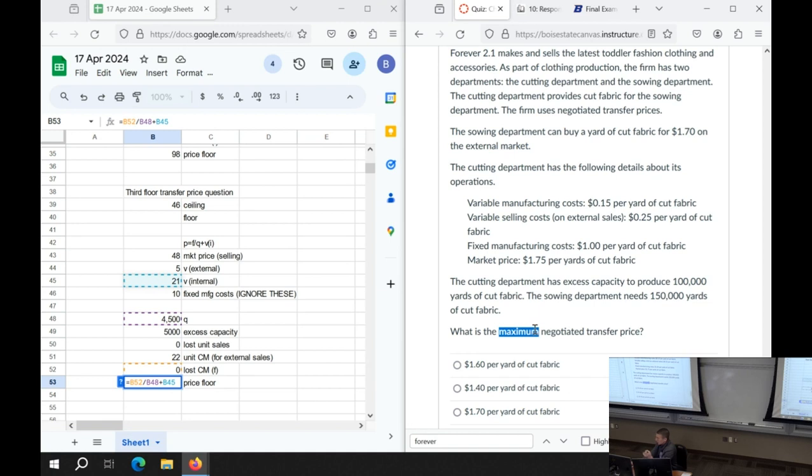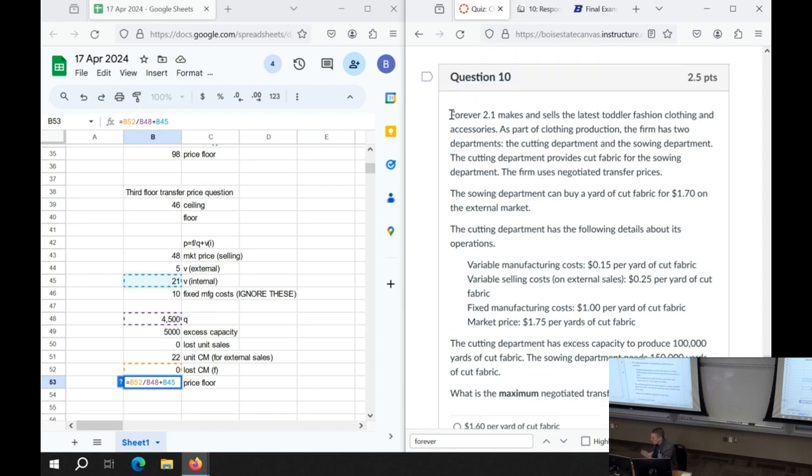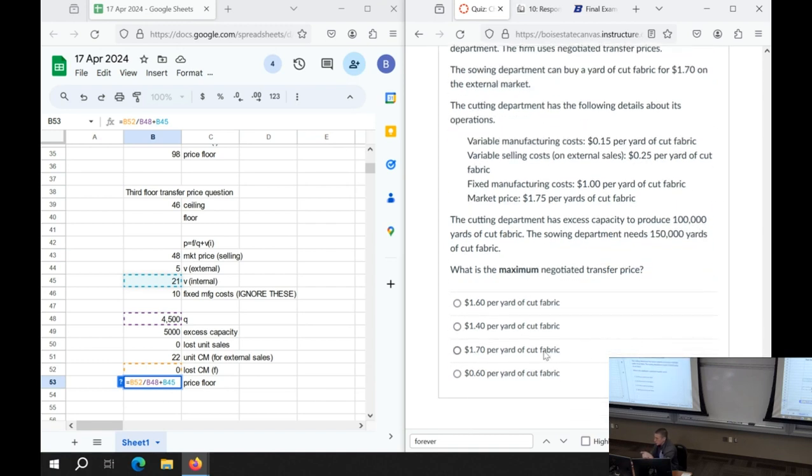Maximum. Yours is maximum? Okay, so what we need to do is we're looking for the ceiling, the maximum, in which case we need to find if it tells us what the buying department can buy it on the external market for. And I think, let's see, we have cutting department and sewing department. Cutting provides or sells to the sewing department. So cutting is the selling department. Sewing is the buying department. So the sewing department can purchase it on the external market for $1.70. So this problem is just as simple as that one, that right there.